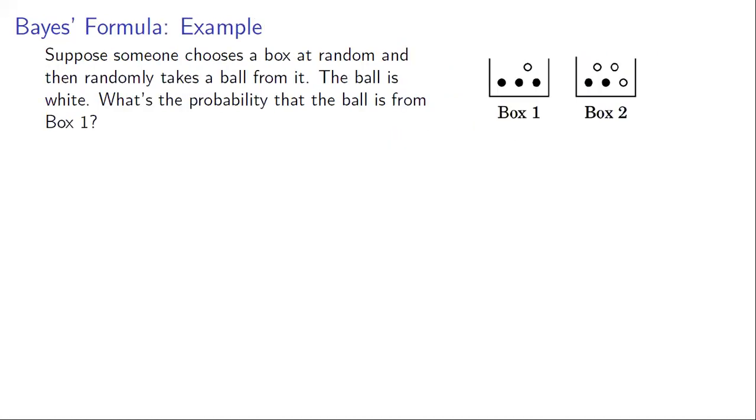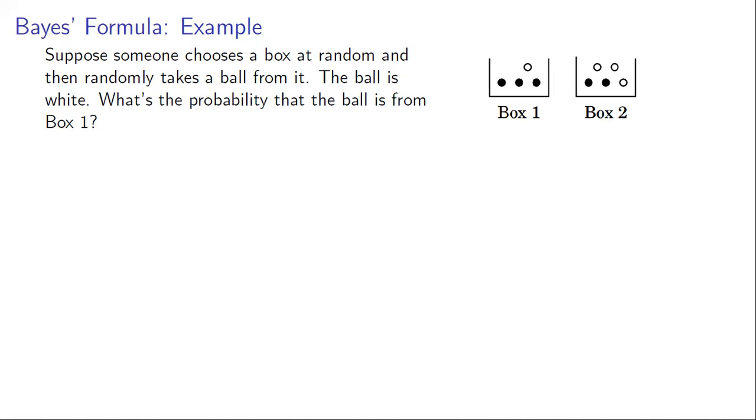Okay, so here's an actual example that uses Bayes' formula. We have two boxes here, box 1 and box 2. Each box has some balls in them. Box 1 has 3 black balls and 1 white ball. Box 2 has 2 black balls and 3 white balls. Suppose someone chooses a box at random and then randomly takes a ball from it.